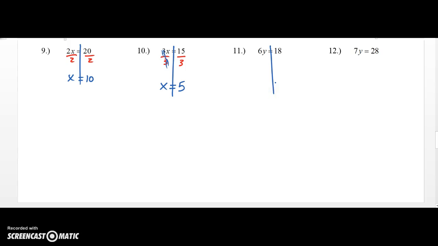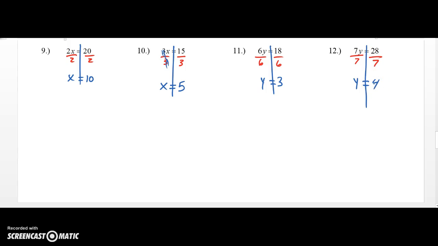Same thing, 6y. 6 times y equals 18. Let's go ahead and divide by 6 on both sides to get y by itself. So 18 divided by 6 is now 3. Last step before I'm going to let you try a couple on your own. We have 7y equals 28. Go ahead and draw your line. The opposite of multiplication is division, and you know you're going to divide by 7. So you get y equals 4.